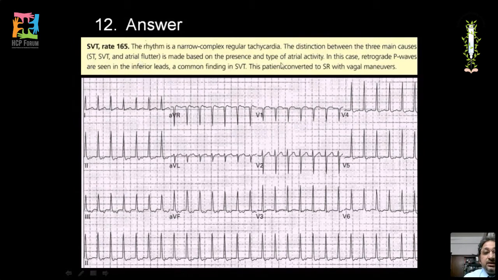So you have to see the atrial activity. In this case, there is no 1:1 relationship, so sinus tachycardia is ruled out. I cannot see any atrial flutter waves in the inferior leads, but I can see retrograde P waves, so there is a clear-cut case of supraventricular tachycardia.